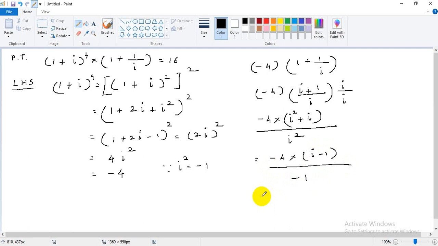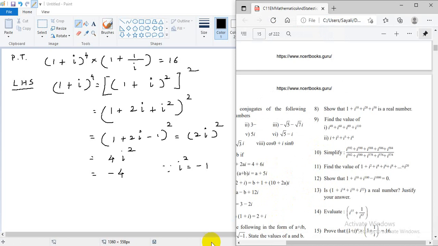So I don't think this is something wrong with either our calculation or they have given wrong problem. It is 4 into bracket we get i - 1. How I get 16? We have to check again. काय प्रॉब्लेम आहे बघूया आपण. See, prove that (1 + i)⁴ (1 + 1/i)⁴. Yes, it is (1 + 1/i) also it is bracket raised to 4.